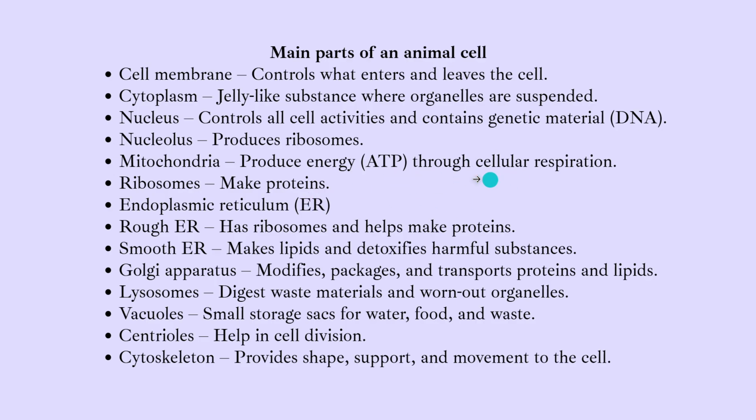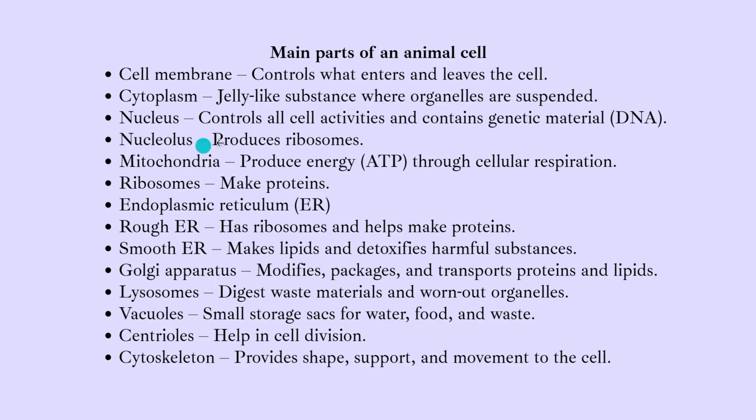How is this ATP produced? It is produced through a process called cellular respiration, which we will learn in detail in our higher classes. But for your level, you just remember that mitochondria is the powerhouse of the cell. It produces energy, and in what form? It is in the form of ATP.